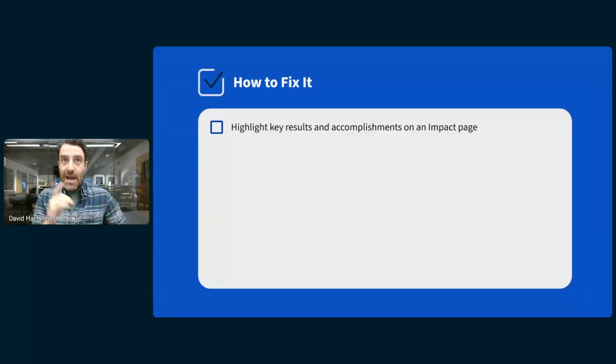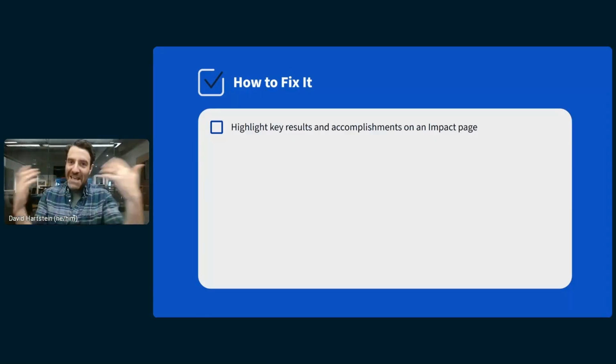So first, highlight key results and accomplishments on an impact page. If you collect any data, results, or wins as an organization, share them across your website, but an impact page is a great place to round a bunch of those up. And just give visitors a big picture of the results that you're delivering as an organization. It's sort of a one-stop shop for your accomplishments. And it can also be a nice way to add some motivation to your visitors' gas tank and keep them engaging with your website.